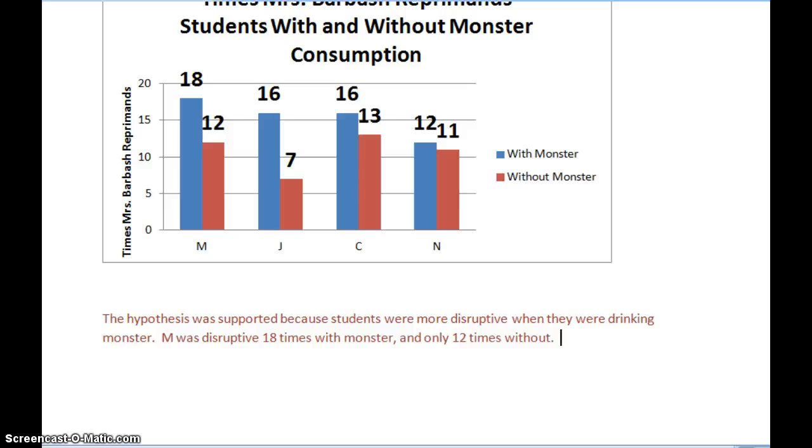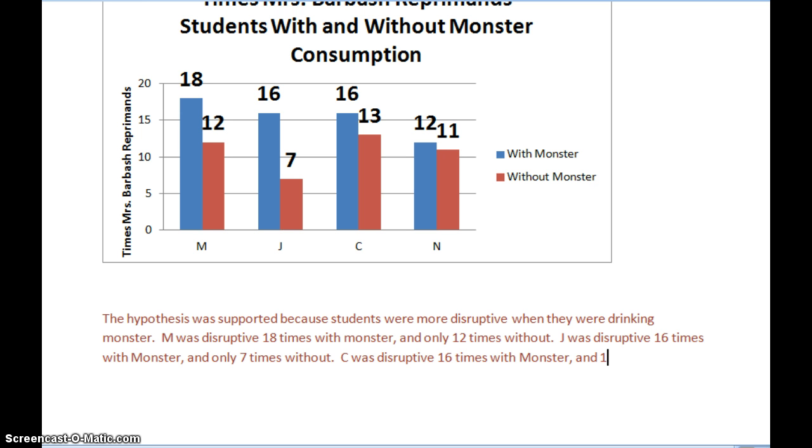Okay, so then we'll go on to J. J was disruptive 16 times with Monster and only 7 times without. Like, J's practically an angel here, huh? Okay, finally, we're going to just move to the next one. We'll say that C was disruptive 16 times with Monster and 13 times without. Kind of makes you wonder if something else is up with C, doesn't it?